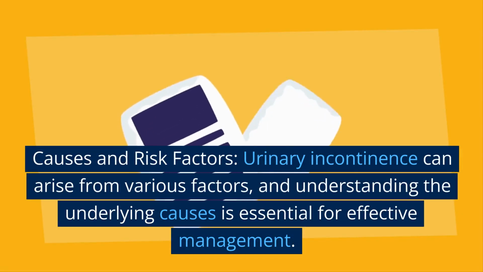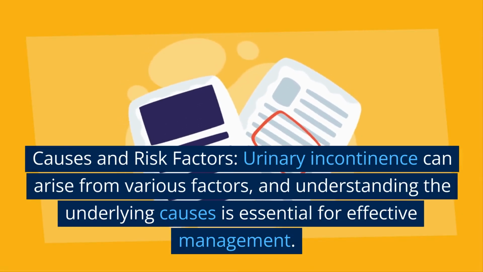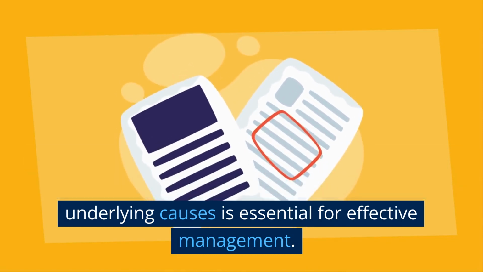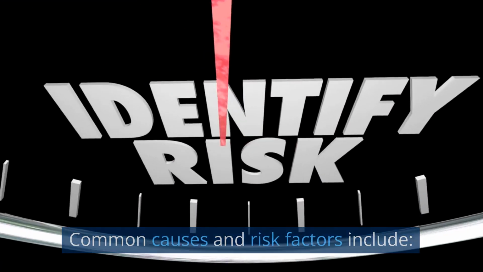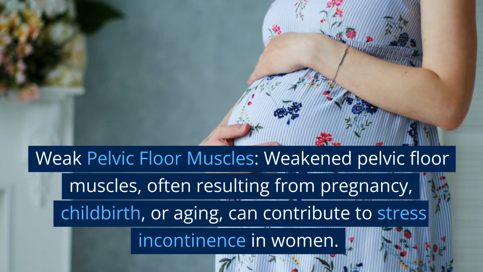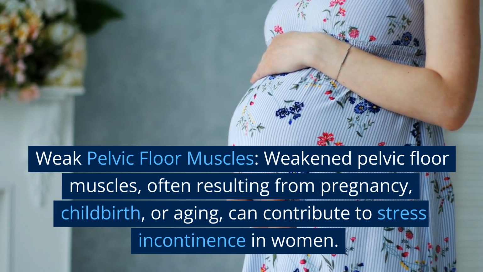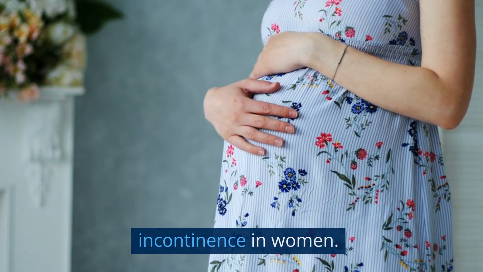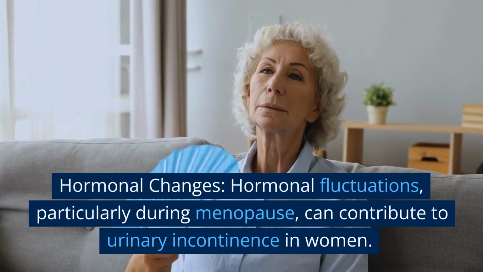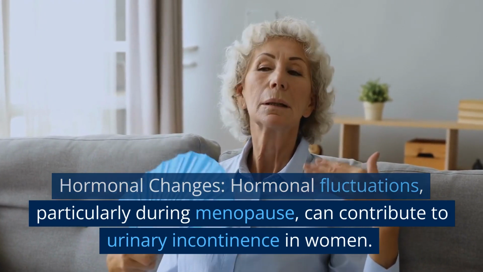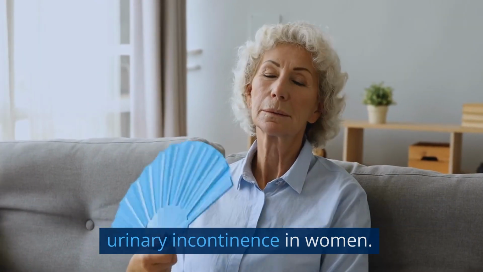Causes and risk factors. Urinary incontinence can arise from various factors, and understanding the underlying causes is essential for effective management. Common causes and risk factors include weak pelvic floor muscles. Weakened pelvic floor muscles, often resulting from pregnancy, childbirth, or aging, can contribute to stress incontinence in women. Hormonal changes. Hormonal fluctuations, particularly during menopause, can contribute to urinary incontinence in women.